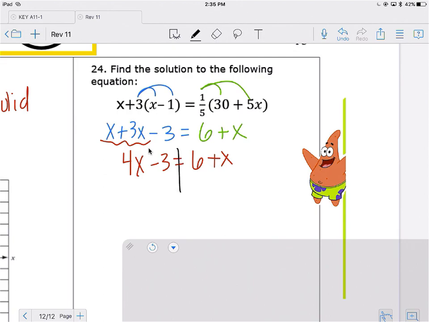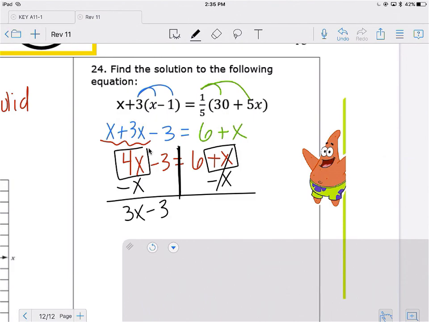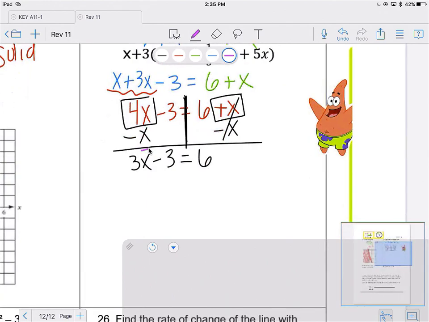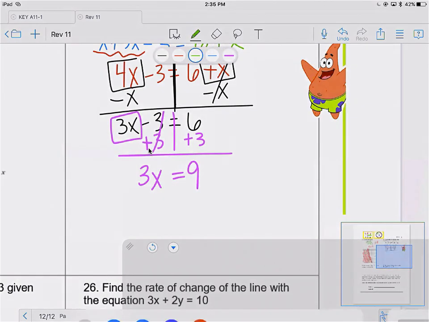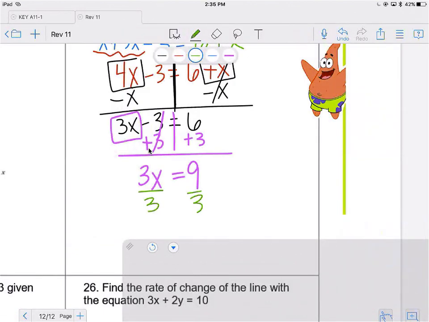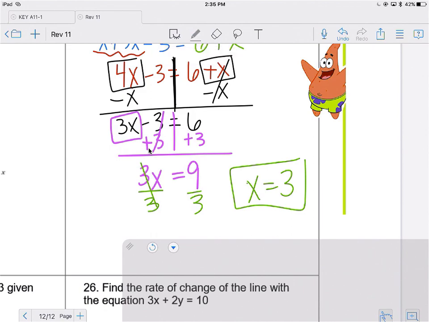Now I will move my x's to the same side. I have x's on opposite sides of the equal sign, so I need to move one through the opposite operation. So 4x minus 1x is 3x. Everything else stays the same. In order to solve for x, I add 3 to both sides. So 3x equals 9. And finish by dividing both sides by 3. X equals 3.